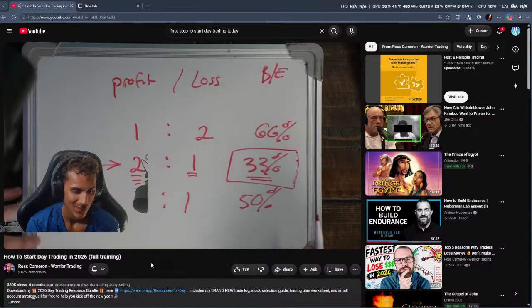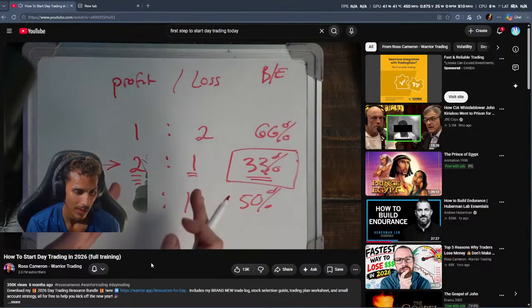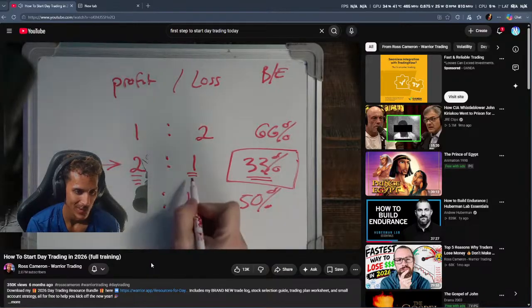Even if you're right 40% of the time or 50% of the time, you're not just breaking even, you're making money. So now what you've done is you've put statistics and odds in your favor by understanding that whenever I'm trading, I need to look for an opportunity that gives me the potential to double whatever I'm risking. So if I'm going to risk $1, it's because I have the potential to make $2.